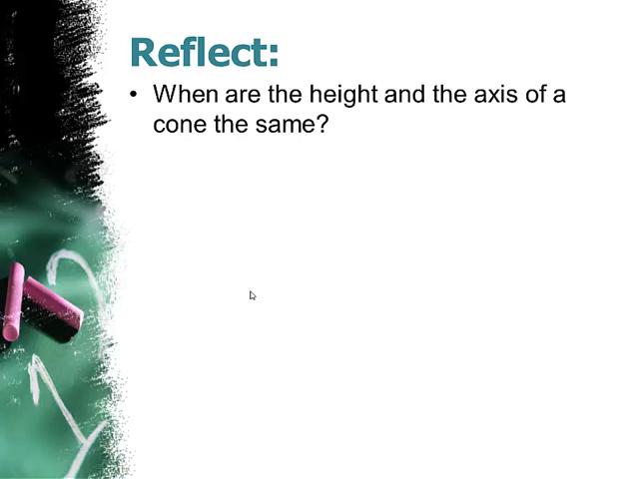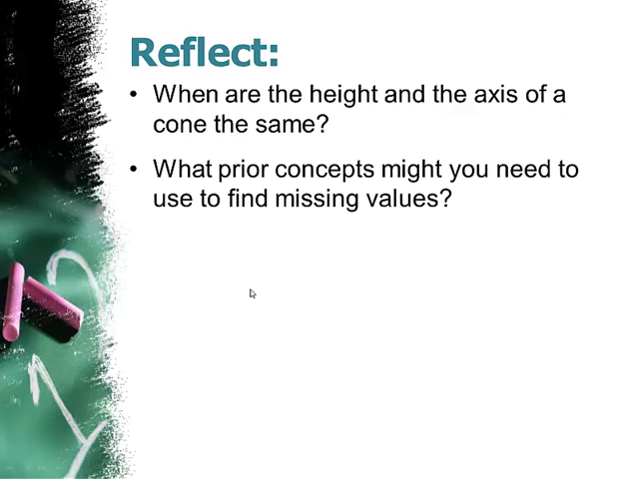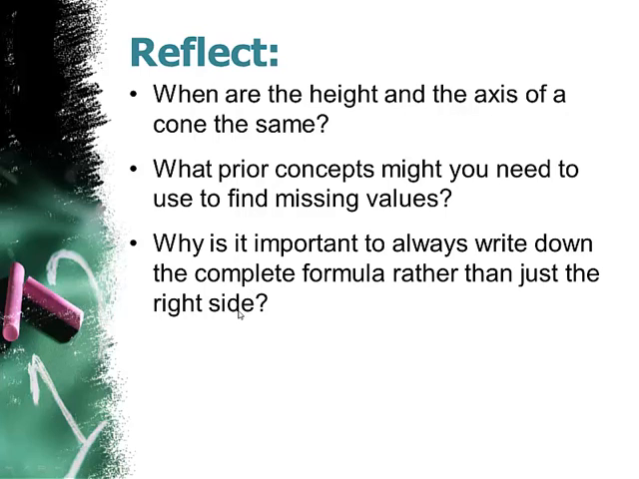So some things to reflect upon. When are the height and the axis of a cone the same? What prior concepts might you need to use to find missing values? We've been using Pythagorean theorem, we've been using trig. We will often use the area as 1/2 the apothem times the perimeter for regular polygons. So there's a lot of different things we can use that we've already learned this year. Why is it so important to write down the entire formula rather than just the right side of the formula? Remember, I can give you values that go on either of those sides. It doesn't just have to be on the right.